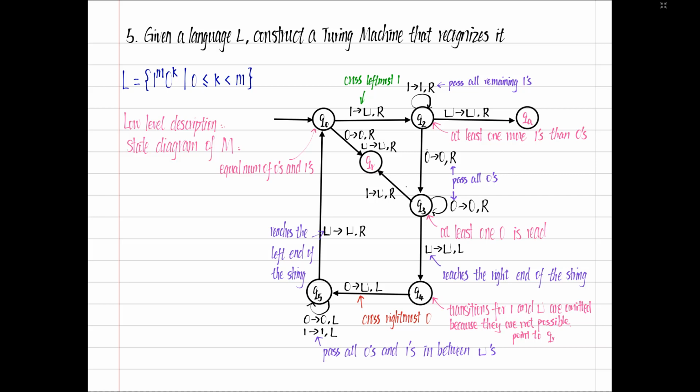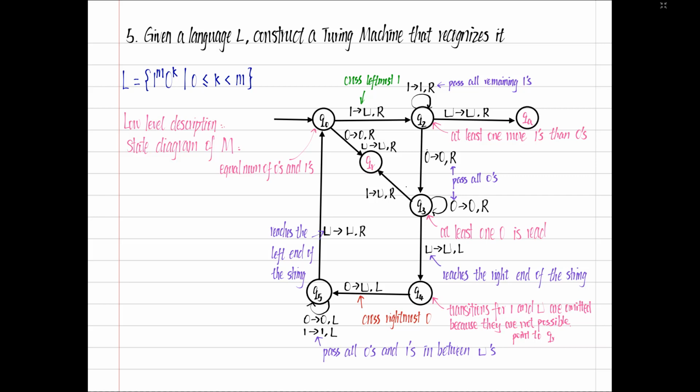Now we show the detailed state diagram of this machine. This machine has 7 states. The input alphabet is 0 and 1. The tape alphabet is 0, 1, and a blank symbol. Out of each state, we define a transition for each tape symbol. Alright, let's dive into the machine.